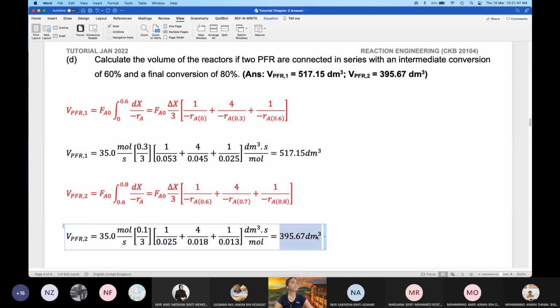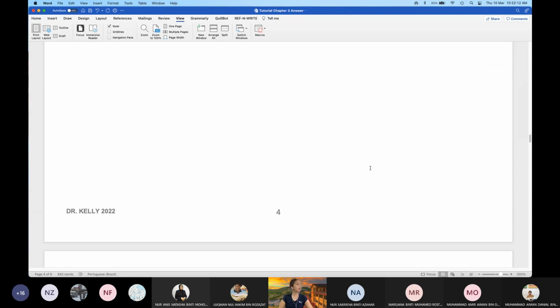395.67 dm³. So similar to the CSTR, the part students tend to make mistakes on is delta x. And the 3 points part, they are not sure; they have to start with X1, the last point X2, and the middle one they have to find here. They must know the midpoint between X1 and X2. Okay. So done for question number 4. Question number 4, right?